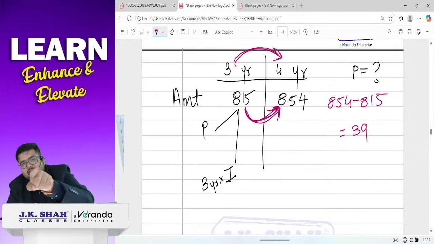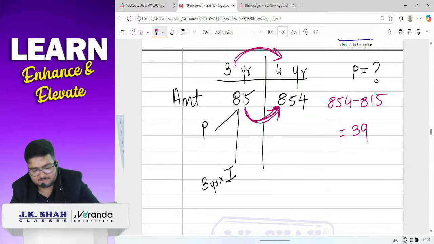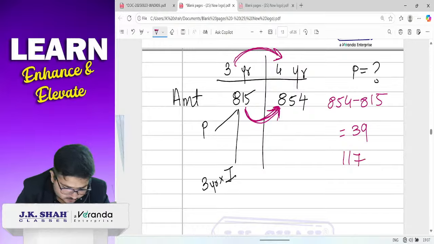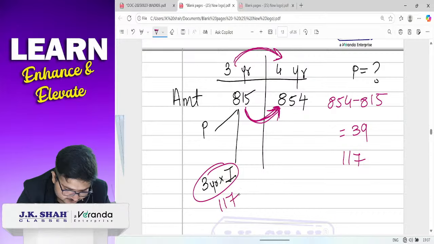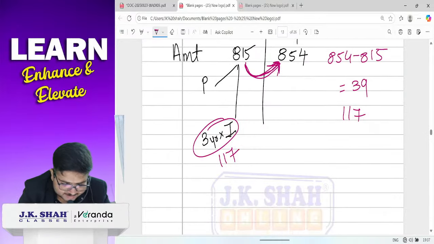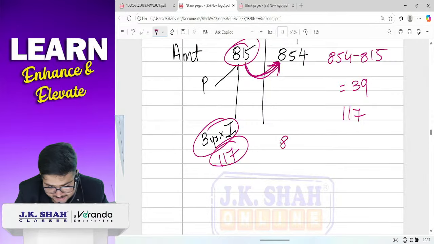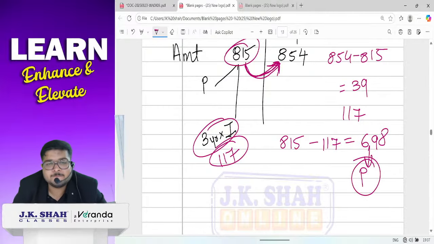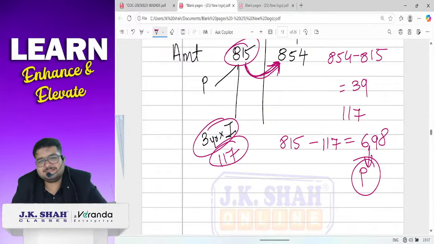If the 1 year's interest is 39, the 3 years' interest will be 39 plus 39 plus 39, that will be 117. So I just got the 3 years' interest, that is 117. Now I simply have to do 815 minus the 3 years' interest, 117. The answer is 698. This is your principal. Very simple it is.